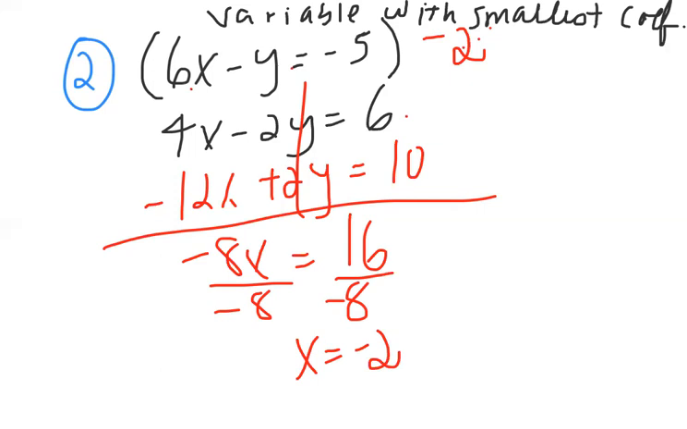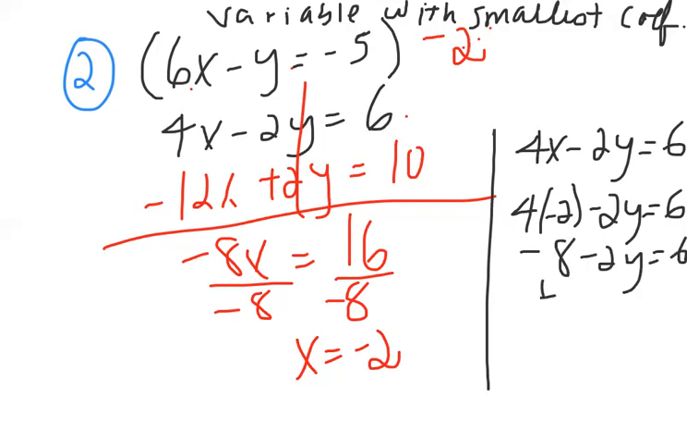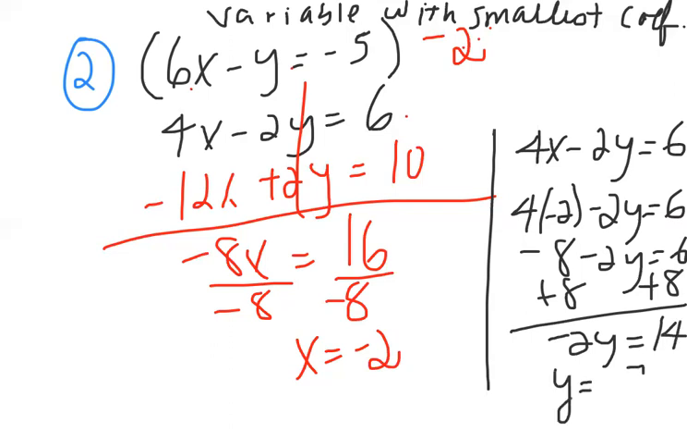So now it's just a matter of finding the value of y. So we're going to go to the side, grab one of the equations. It doesn't matter which one, plug in the values, and solve. So I'm going to grab the second one here, and I am going to substitute the x value, -2, into the equation and find the value of y. So with this one, I get -8 minus 2y is equal to 6. I add 8 to both sides. So I get -2y is equal to 14. And then I want to divide both sides by -2. So I get y is equal to -7.